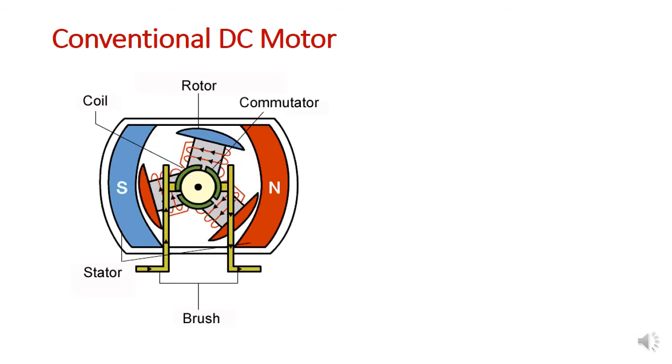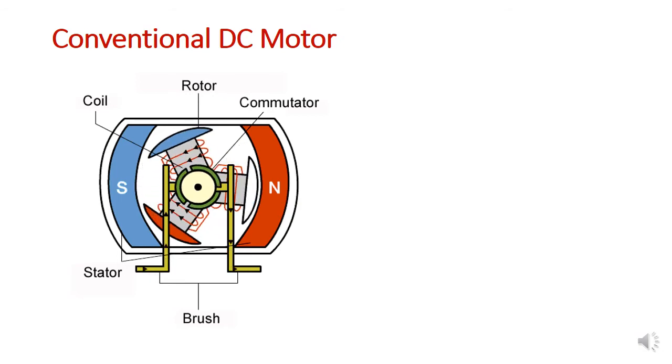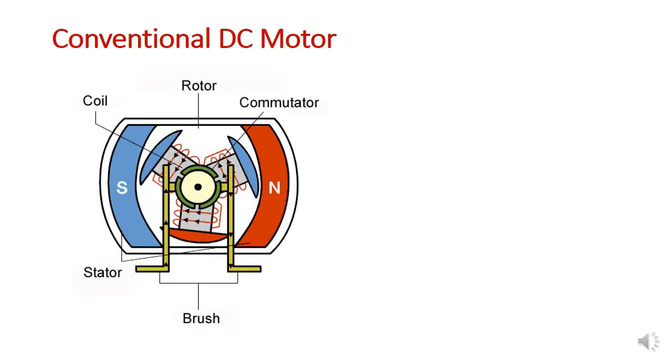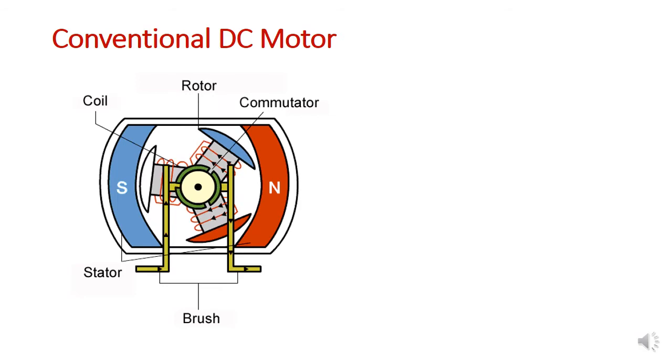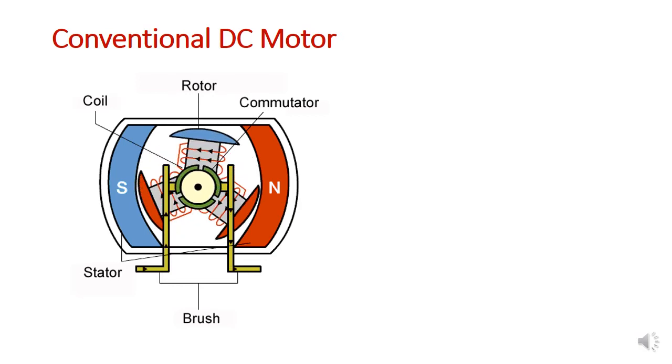In a conventional DC motor we have a stator and rotor. Both stator and rotor will have windings, and the stator may have a winding or may be a permanent magnet. So the stator consists of a field winding and the rotor part consists of an armature winding. This armature winding is fed through the commutator and brushes. So this commutator and brush is providing a connection to the external circuit.